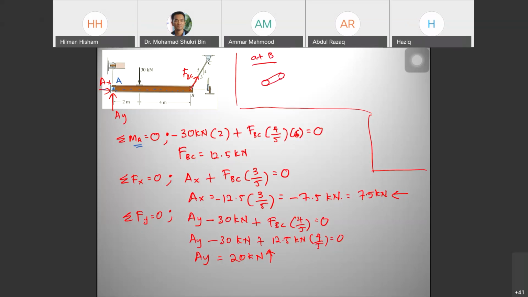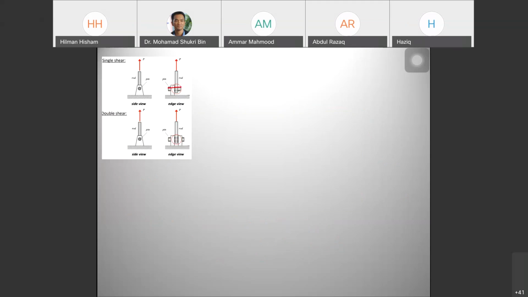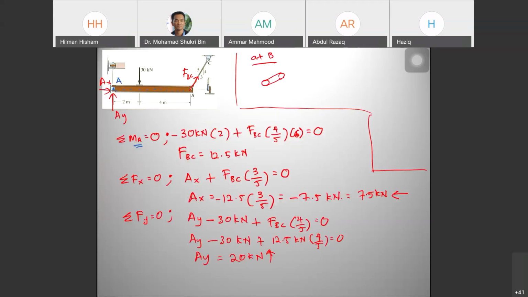This is pin, cylinder pin. So we have the pin, and if I look from the front, it looks like this. So you have FBC here. FBC is equal to 12.5 kilonewton, right? Looking from the front.